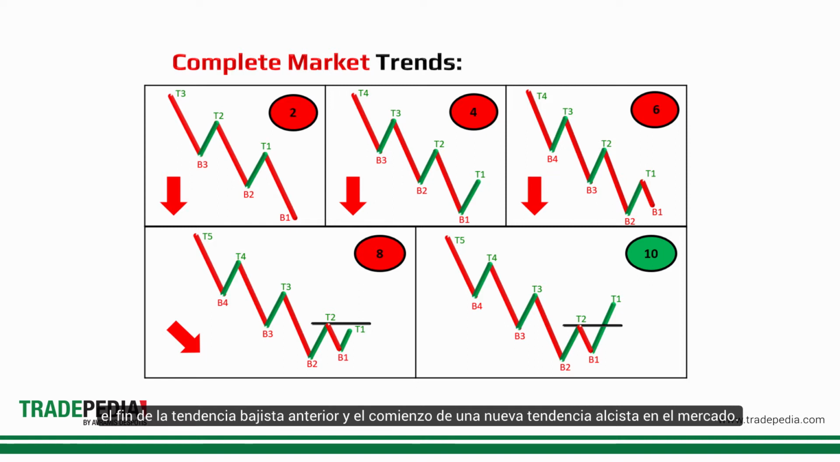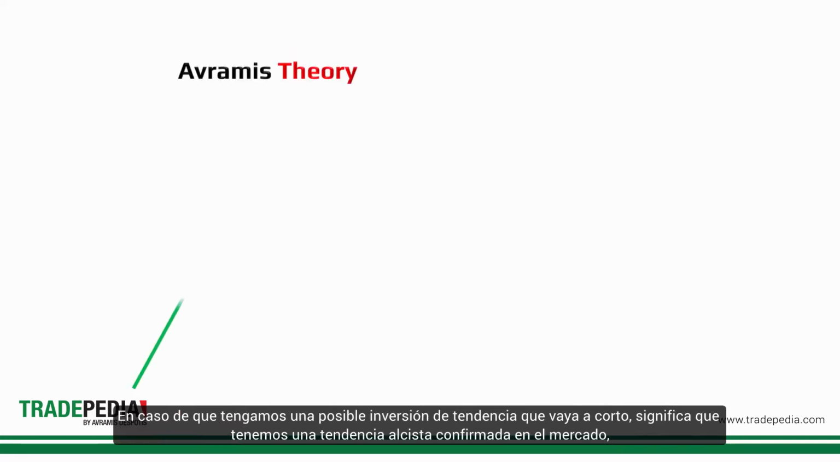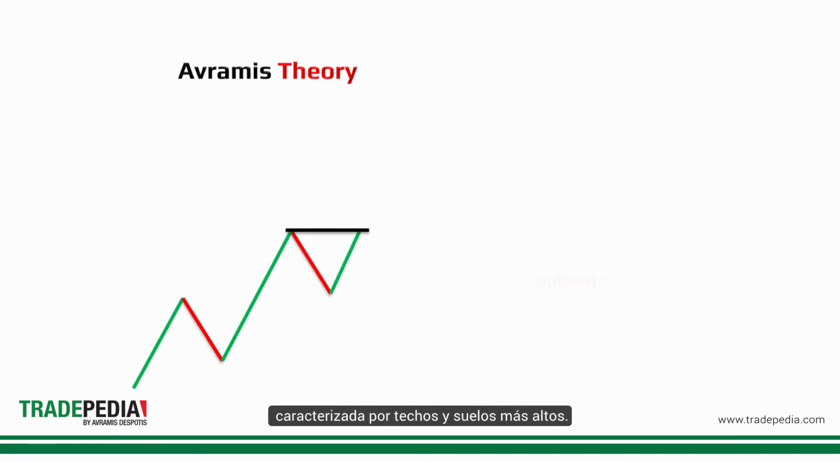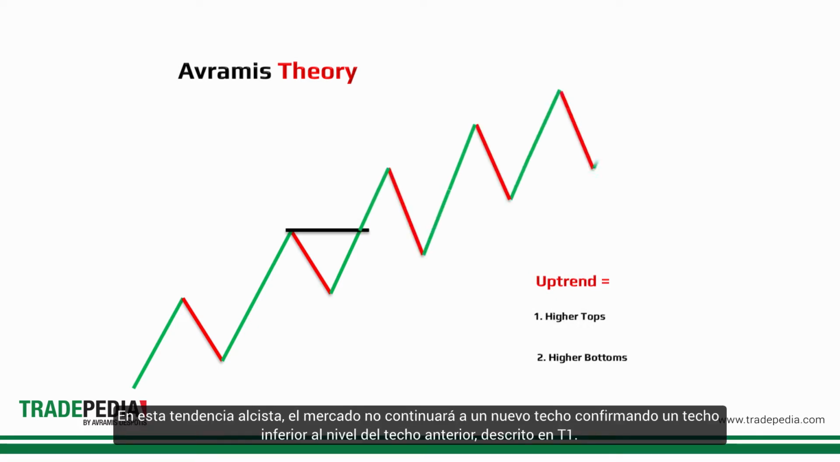Now, in the case that we have a possible trend reversal to go short, it means that we have a confirmed uptrend in the market, characterized by the higher tops and higher bottoms. Now, one time in all of this uptrend, the market will fail to continue to a new high by confirming a top lower than the level of the previous top, outlined at T1.